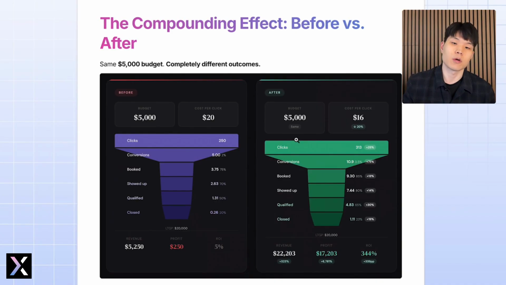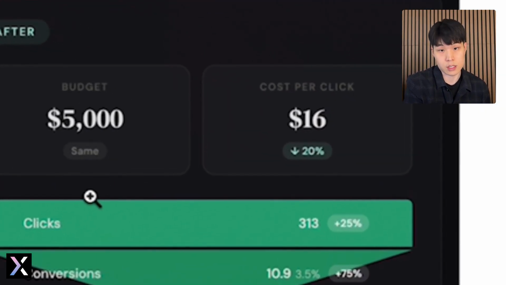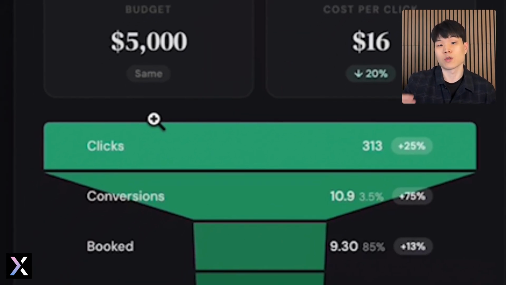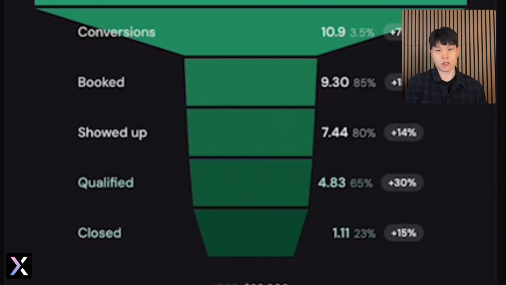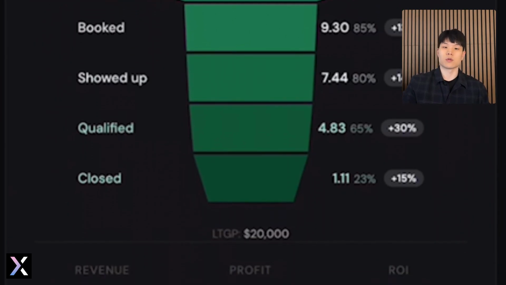Now with the full funnel approach, every stage improves. So your cost per click drops from $20 to $16 because your landing pages are more relevant. And your conversion rate also jumps to 3.5% from 2% because the page matches the user's search. Your booking rate goes up to 85% because of the direct calendar booking. Your show rate climbs from 70% to 80% because of the pre-call nurture sequences. And your qualification rate jumps to 65% because your funnel already qualified those leads and Google's algorithm is trained to send you more qualified leads.